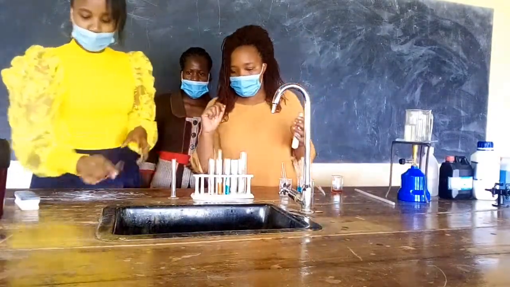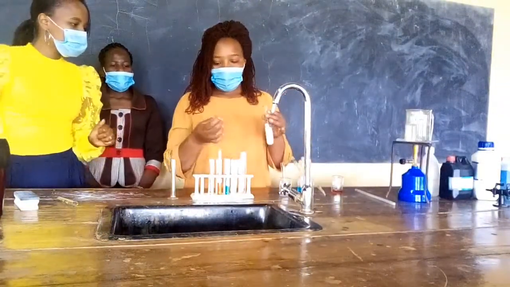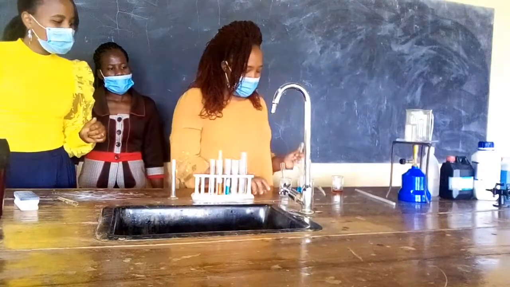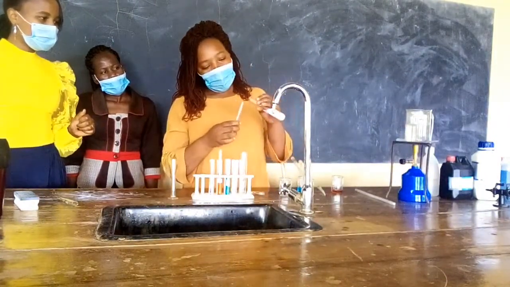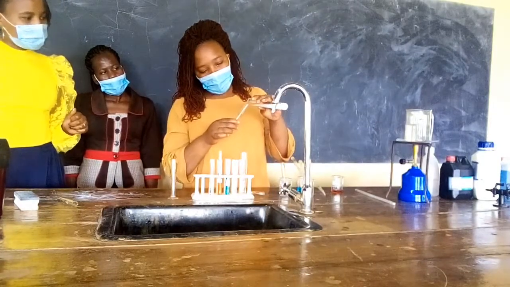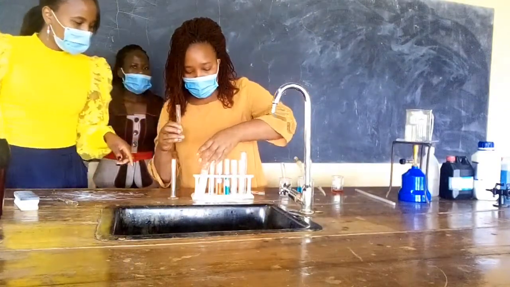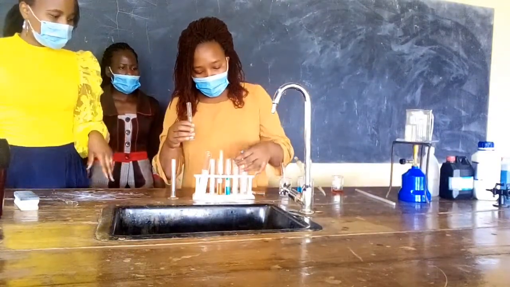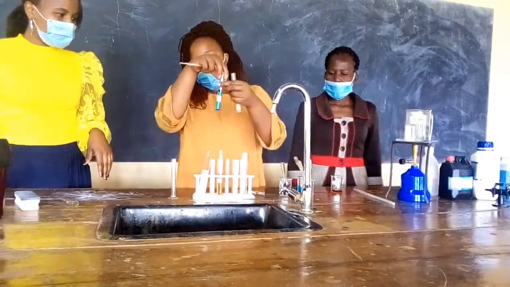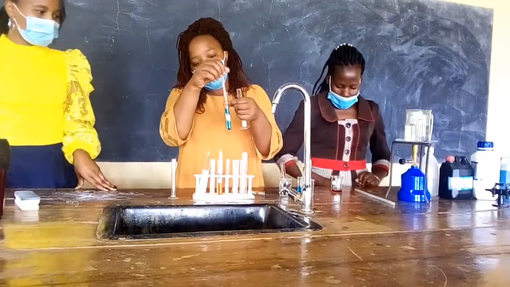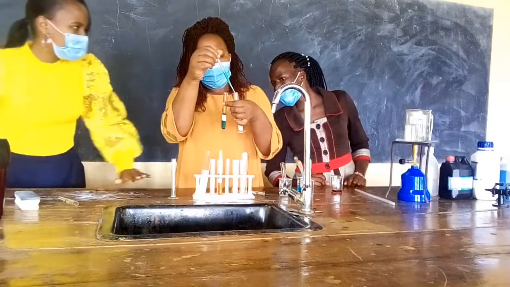Rahab can test for reducing sugar in the same food sample containing starch. We are going to put 2 ml of the food sample in a measuring cylinder. Yes, these are our 2 ml of the food sample we have. Then we are going to add Benedict solution. This is the Benedict solution, blue in color.